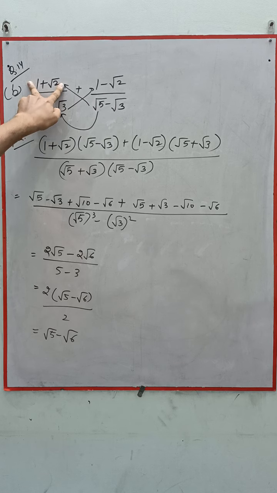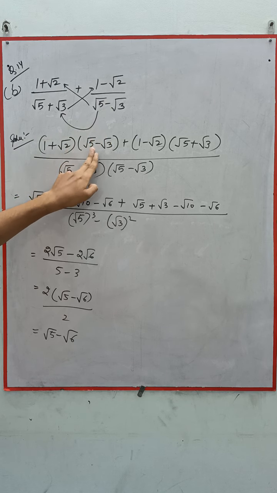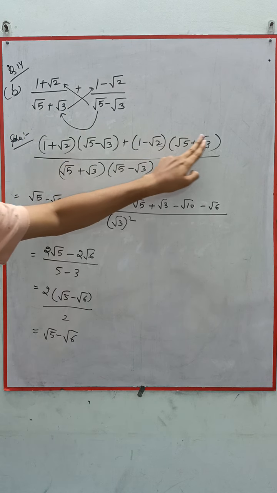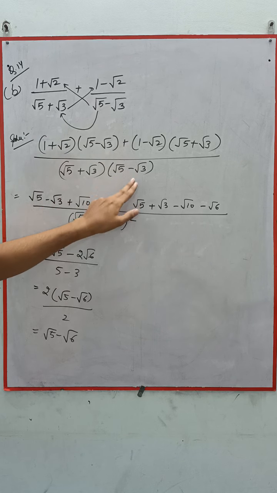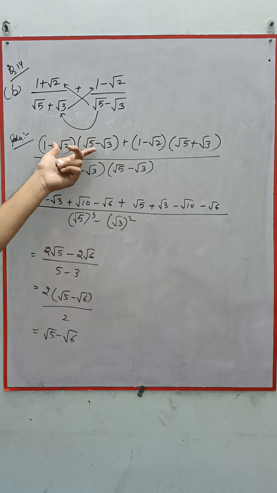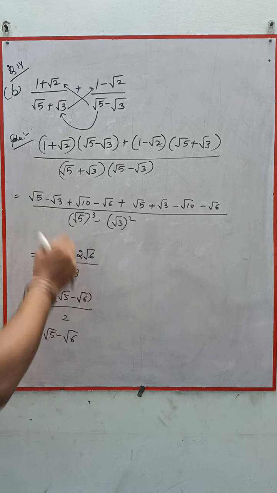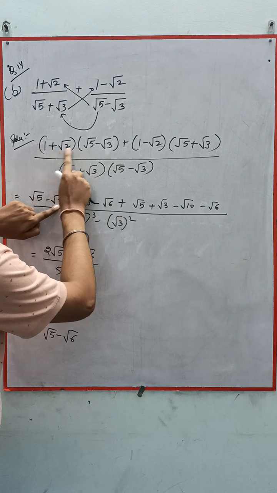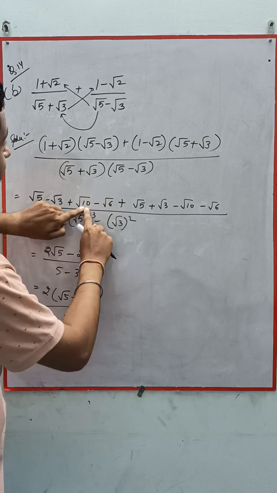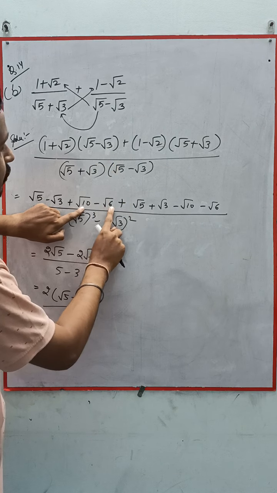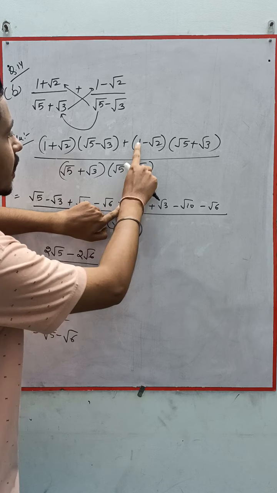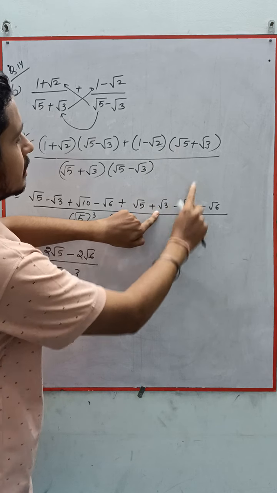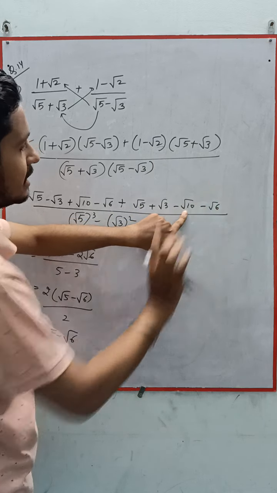So multiply this bracket with this one: 1 plus root 2 times root 5 minus root 3, plus 1 minus root 2 times root 5 plus root 3, divided by root 5 plus root 3 into root 5 minus root 3. So here we have to open the bracket. 1 into root 5, 1 into minus root 3, root 2 into root 5 is plus root 10, root 2 into minus root 3 will give you minus root 6, then plus sign. 1 into root 5, 1 into root 3, minus root 2 in this will give you minus root 10, and here you will get minus root 6.